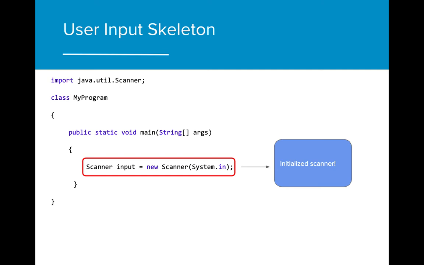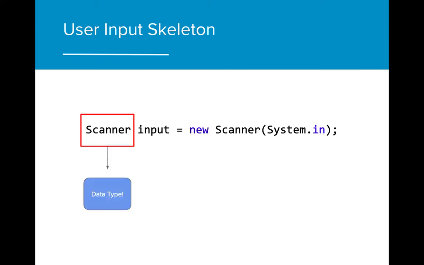The next part of the skeleton is actually creating an initialized Scanner. This should look familiar to us because it's similar to the variables that we had been creating in previous exercises. Let's break this down a bit. The word Scanner at the beginning of this line of code is actually a data type. Scanner is its own data type that is defined in the Scanner class. You will learn more about classes and objects in later units.